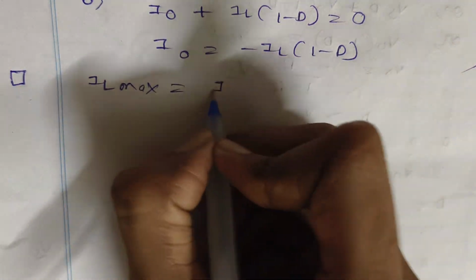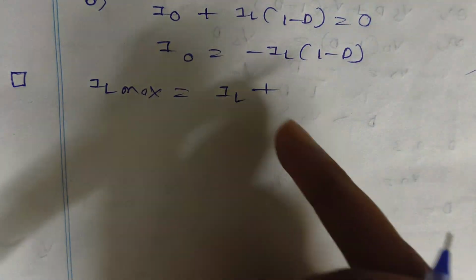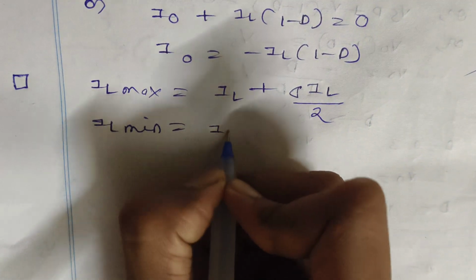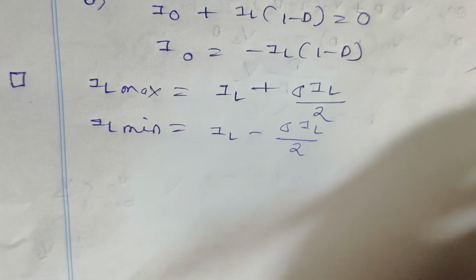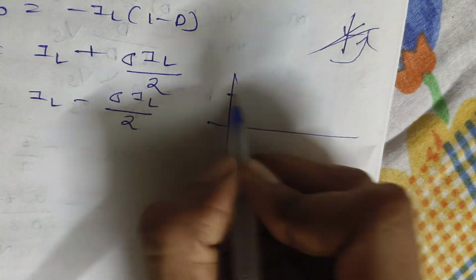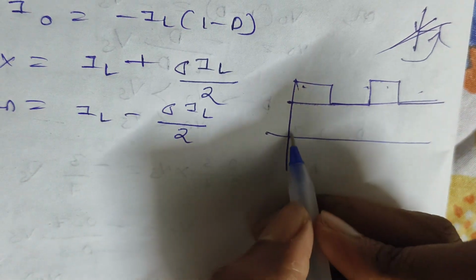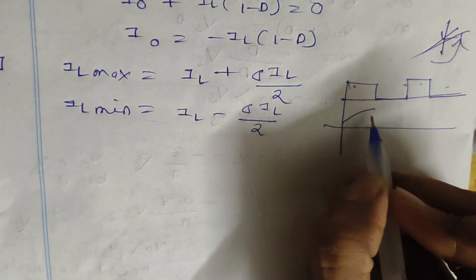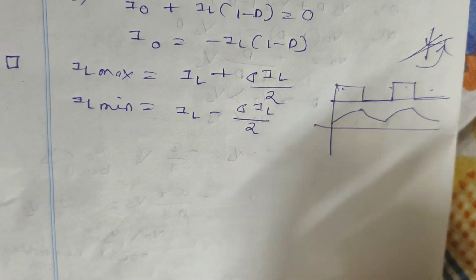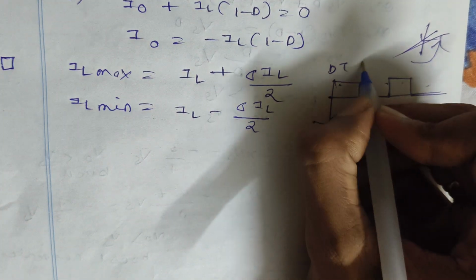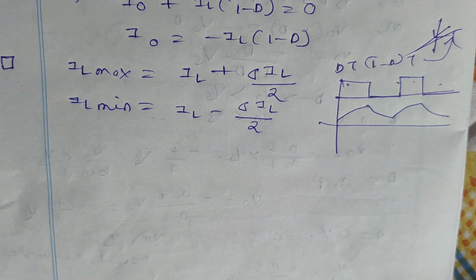Now IL max, the peak inductor current, is IL average plus delta IL divided by 2, and IL minimum is IL minus delta IL by 2, because the graph will be like this, no? This is the duty cycle, on off on off. During the on period the inductor is getting charged, and during the off period the inductor is getting discharged. So it is DT and it is 1 minus D times T. I hope this makes sense.